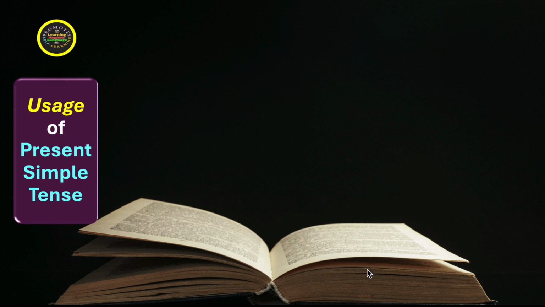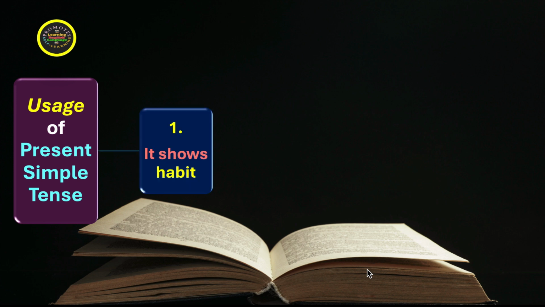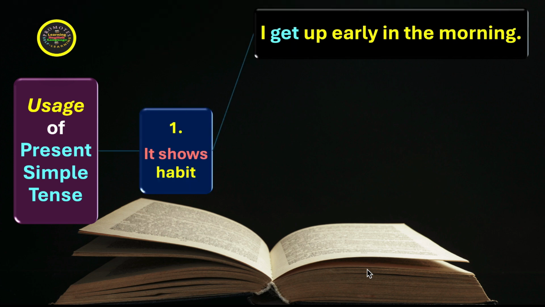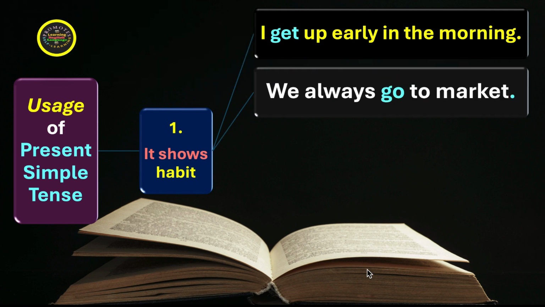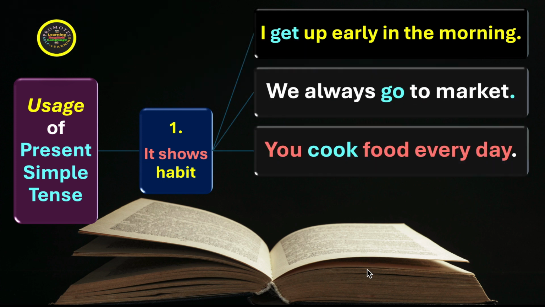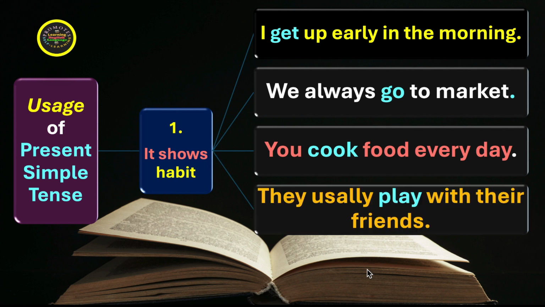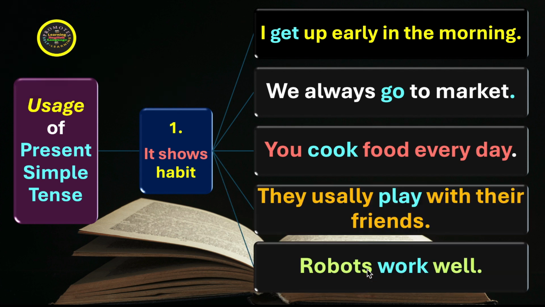We continue our discussion. Now, usage of present simple tense, and the first point is it shows habit. Let's see examples. I get up early in the morning. It's my habit to get up every day in the morning. Likewise, we always go to market. You cook food every day. They usually play with their friends. Robots work well. So what we notice is that all these sentences show habit, the task being repeated every day, again and again.